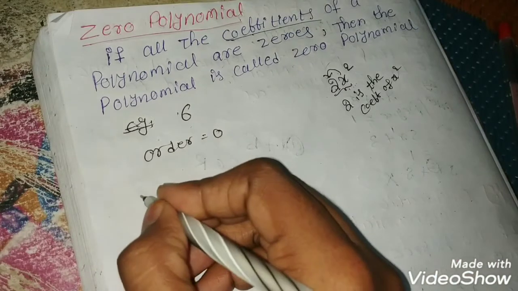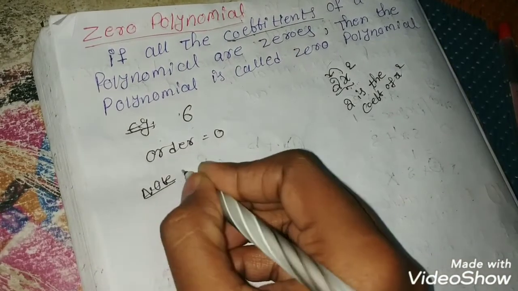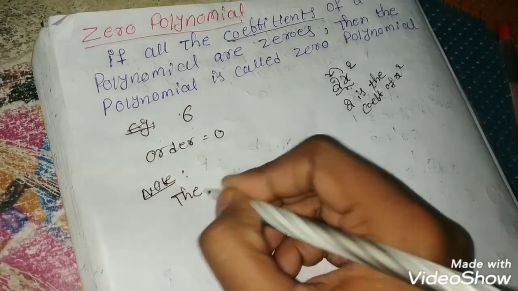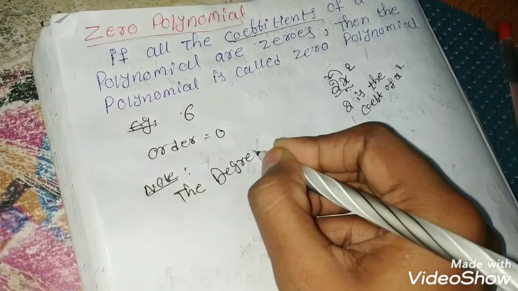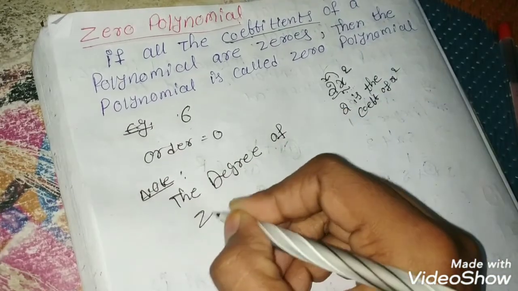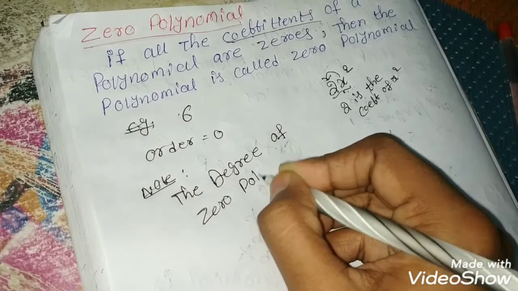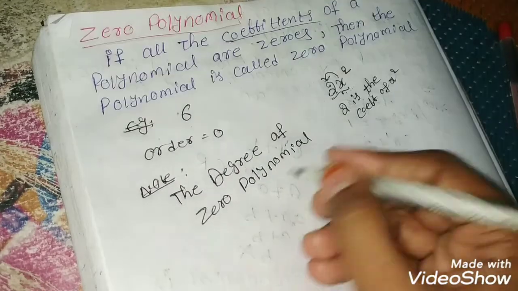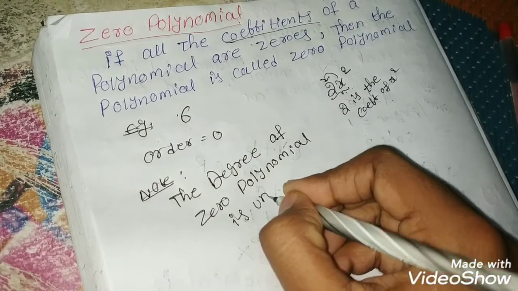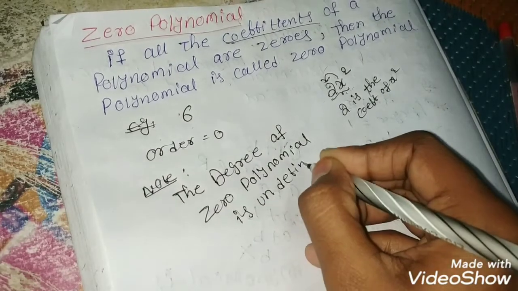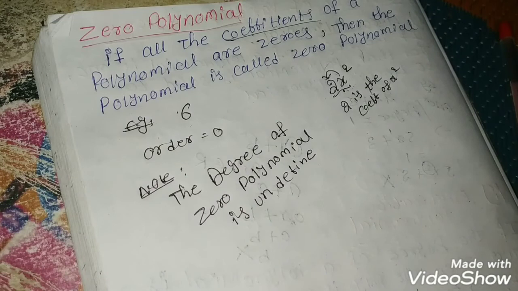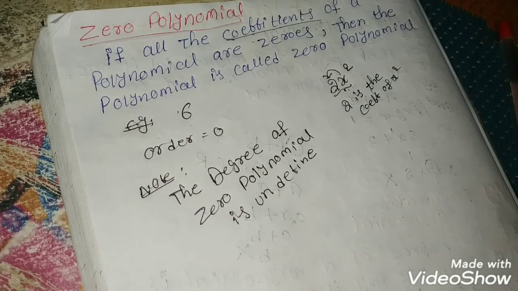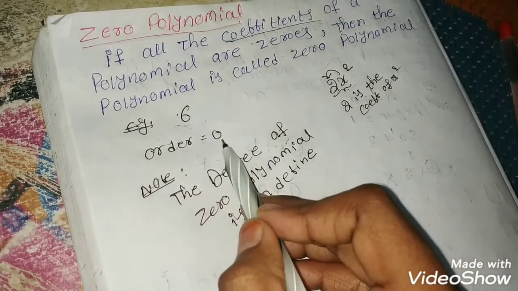Please note down this. Note: the degree of the zero polynomial is undefined. We cannot define it. Undefined. Understood? See, 6 is a polynomial. The order is 0.